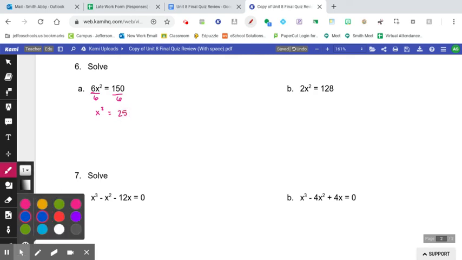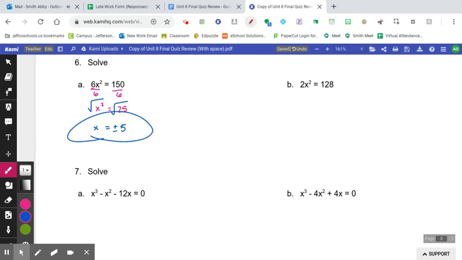How do I get rid of a square now? Well, I square root. Square root means what number times itself gives you 25. Well, I know that 5 could work. Positive 5 or negative 5 works. Could think about it. Negative 5 times negative 5, yeah, that would be 25. So there's my answer. For problem B, do the same thing. You will have 2 answers.